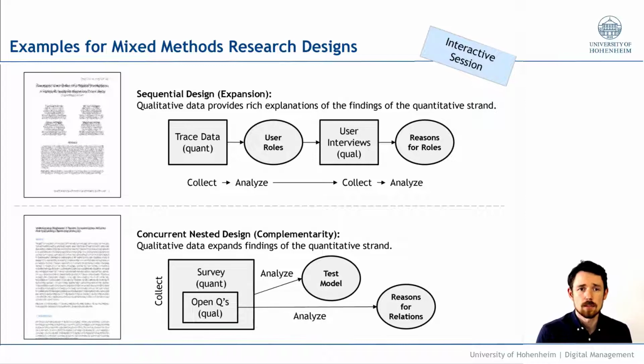A second example would be one of a concurrent nested design. It's actually, I think, a very interesting way of collecting data, because you can do it all at the same time. You just ask a couple of open questions regarding phenomena that you are particularly interested in, that you would like to know why maybe the relationships exist. And you can do it both at the same time, then test a model, and then find reasons for those relationships.